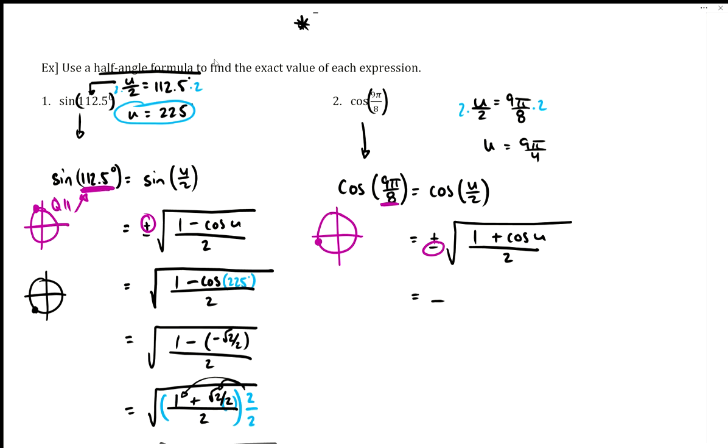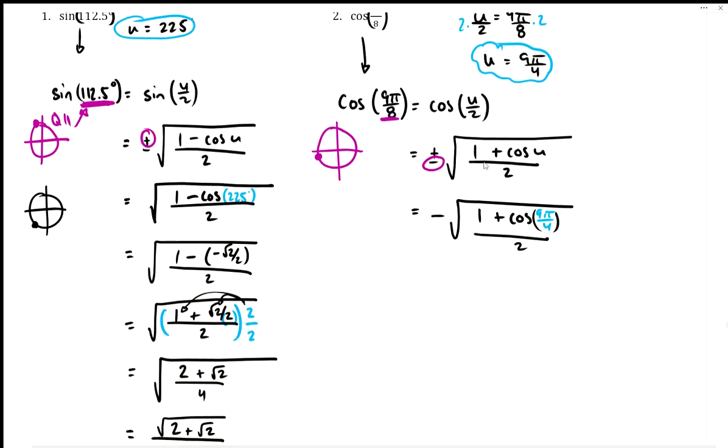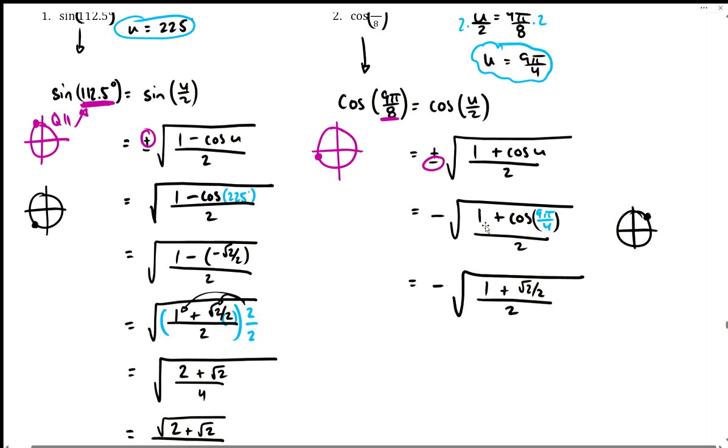And then now that we have it, we'll set up our big square root, 1 plus, and just like last time, we'll change the u. This is our u, so we'll change it into the 9 pi quarters, and then all divided by 2 still. Okay, so then we'll set this up and simplify. So we've got negative big old square root, 1 plus cosine of 9 pi quarters. That is all the way around to quadrant 1 again, so that would be a positive square root of 2 over 2. And then still all over 2. Okay, so that's what that looks like.